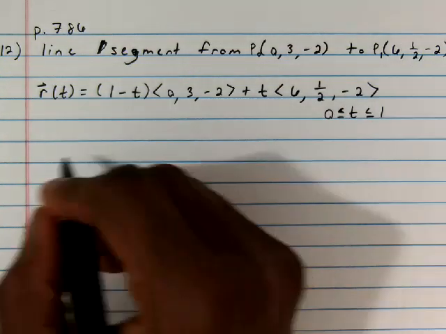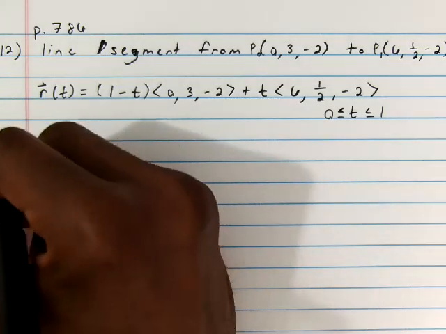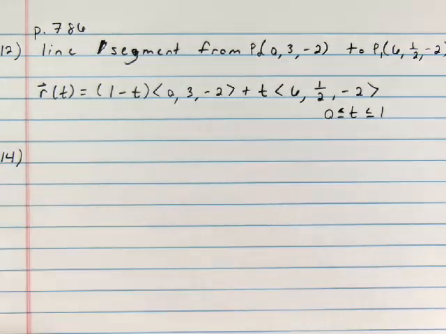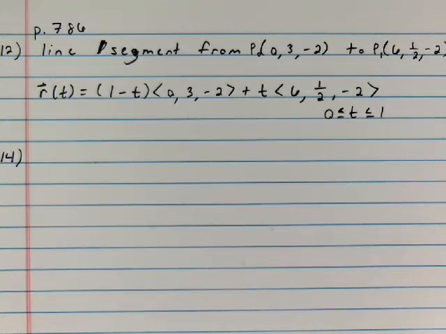All right, next let's look at number 14, which has the same directions. So we're finding a parameterization of the circle in the XY plane centered at the origin with radius 6.